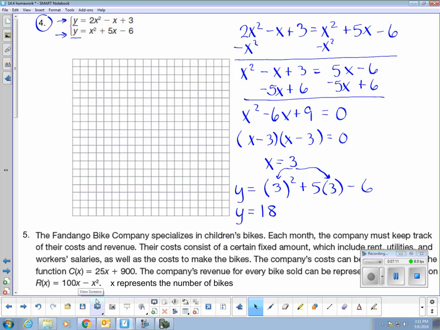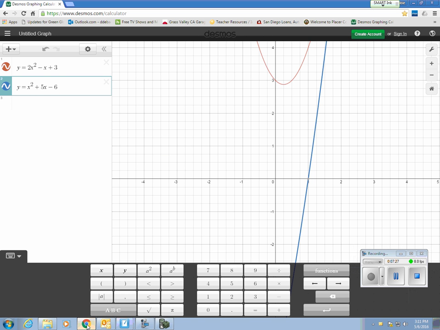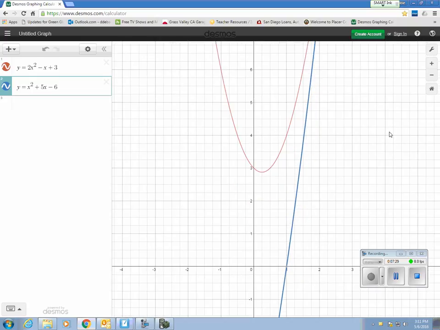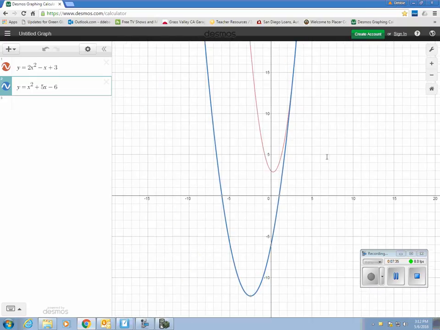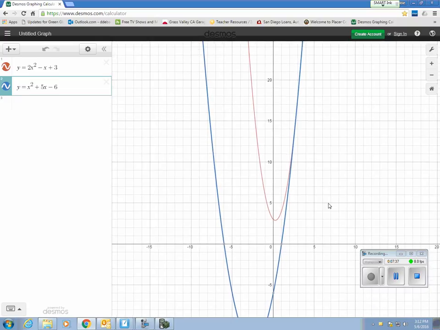So I'm looking to see if my solution set is 3 for x and 18 for y. (3, 18). And that appears to be correct if I look at my graph. If I go over to the right 3 and up 18, it looks like it's about right here.